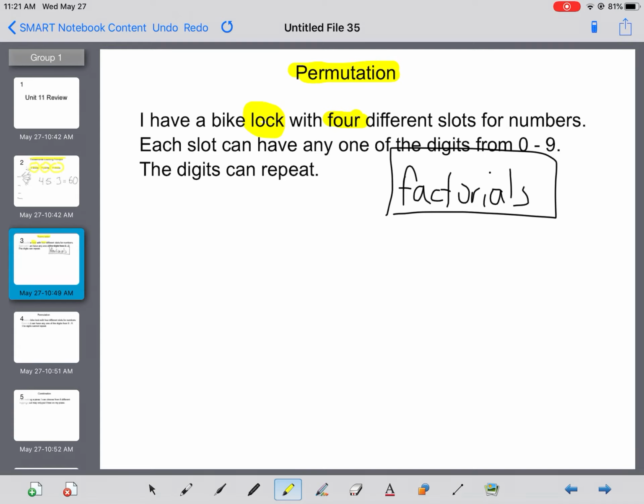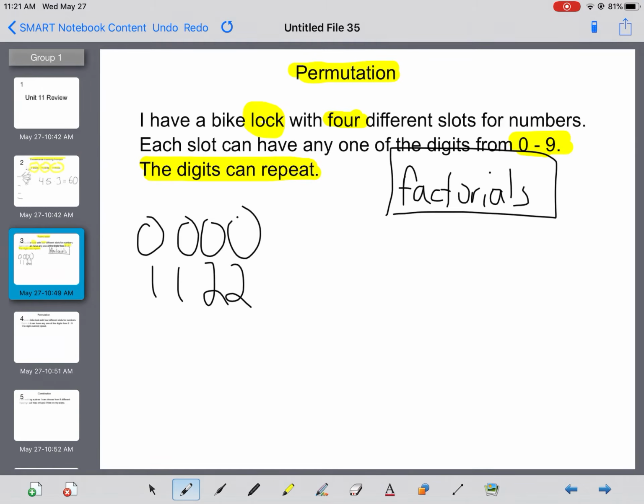I have a bike lock with 4 different slots, and each slot can have any one of the digits from 0 to 9. And then it tells me the digits can repeat. So that means if I wanted, my bike lock could be 0, 0, 0, 0, or 1, 1, 2, 2, where the digits repeat. So what I like to do when I think about permutations, and I think about bike locks, I think about 4 different blanks, 1, 2, 3, 4. And I think, okay, in my first blank, how many different options do I have there? Well, I have 10 different options. In my second blank, how many options for digits do I have? Well, I still have 10, right? Because I have 1 through 9 and then 0. Because the digits can repeat.